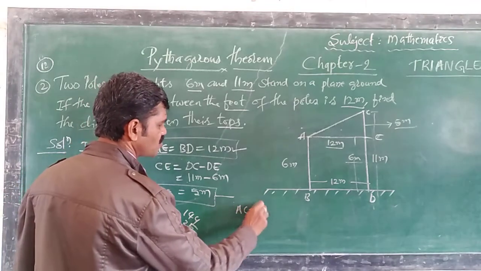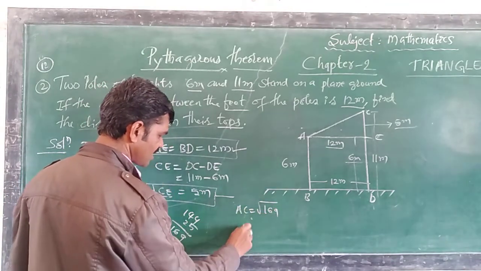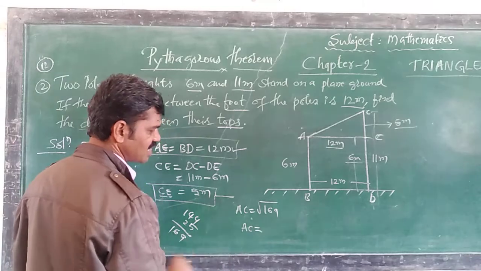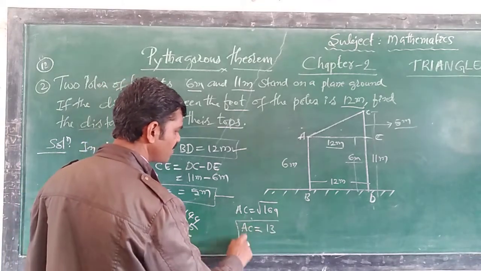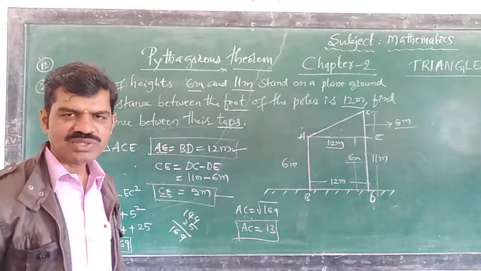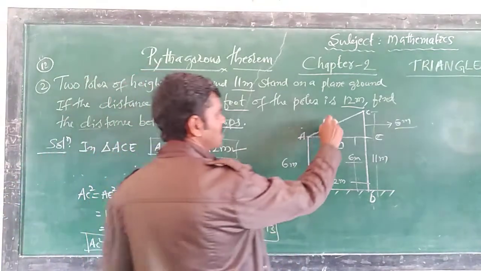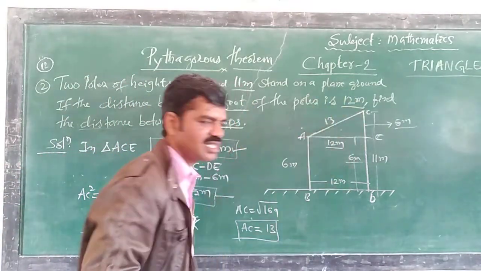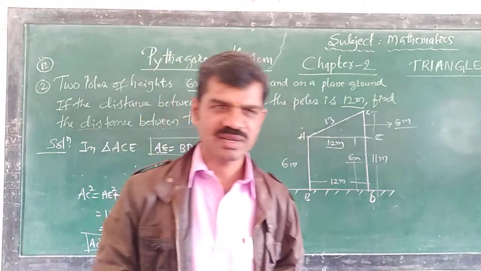AC is equal to square root of 169. Then the value of AC is equal to plus or minus 13. We take only the positive value, so the value of AC is 13 meter.